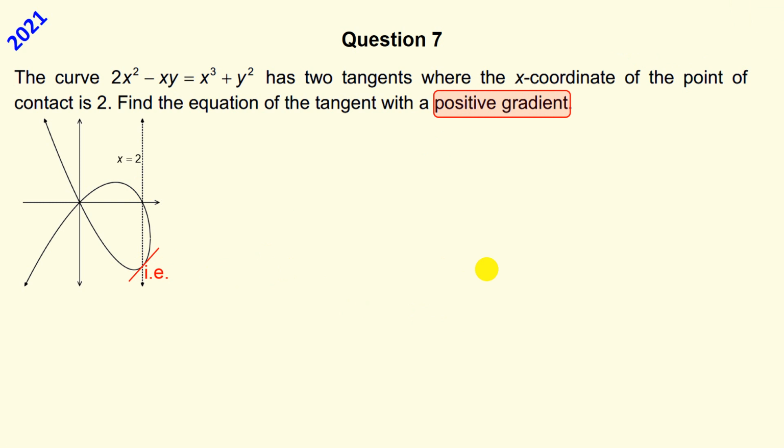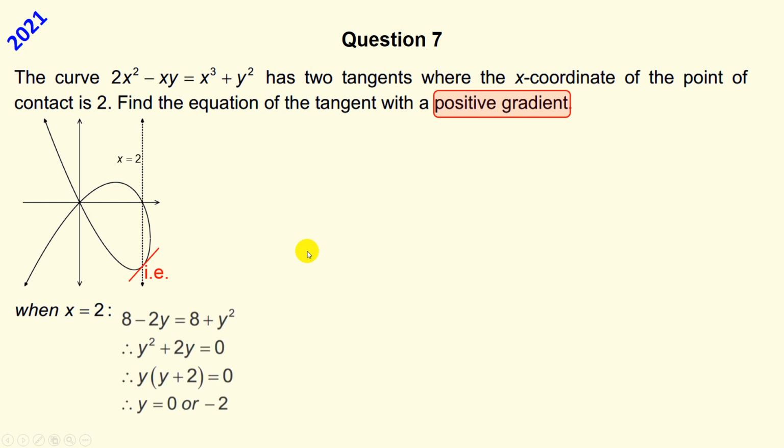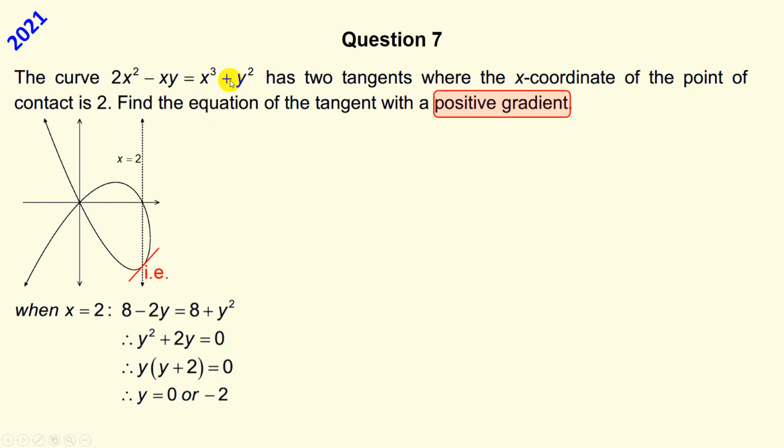So the first thing we need to do is find the actual y coordinates of those points. So I'm substituting 2 for x into the equation and I'm solving for y, and I get 0 or negative 2. So I'm going to select the negative 2, so the point (2, negative 2).